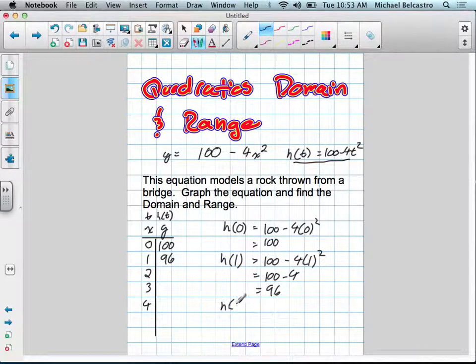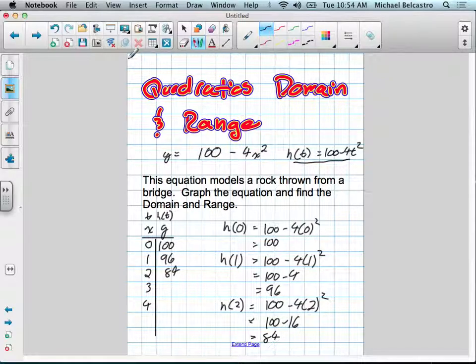Our height after 2 seconds will give us 100 minus 4 times 2 squared. 2 squared is 4 times 4 is 16. 100 minus 16, 84. Okay? We're going to continue this pattern because we're trying to graph this. At what point will we figure out when we need to stop plugging numbers into this? When you reach 0 or past 0.